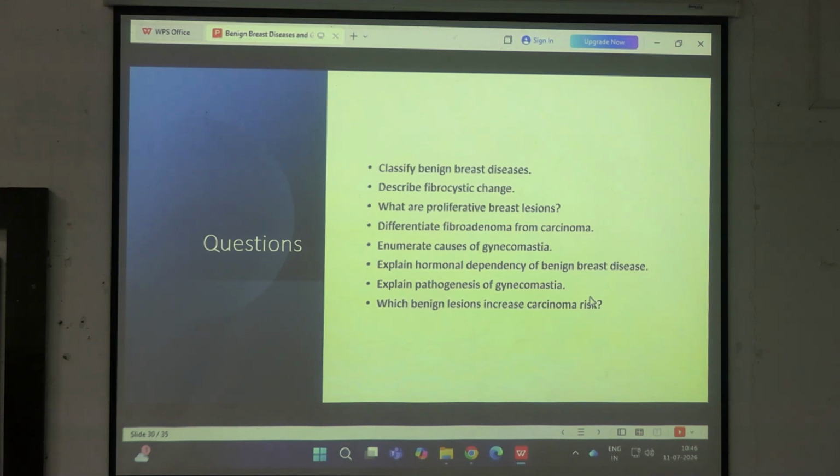So these are the questions which can be asked. First is the classification, next is what are the fibrocystic changes, next is what are the proliferative breast lesions, which include both with atypia and without atypia. Next is how we differentiate fibroadenoma from carcinoma. Next are the causes of gynecomastia, the hormonal dependency of the benign breast diseases, and the pathogenesis, which is also hormone dependent, and the benign breast lesions which have increased carcinoma risk.